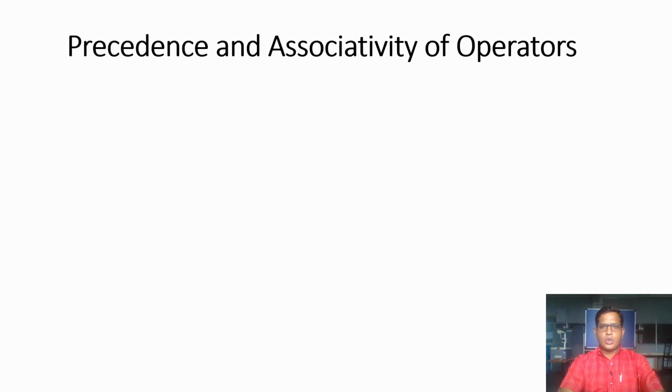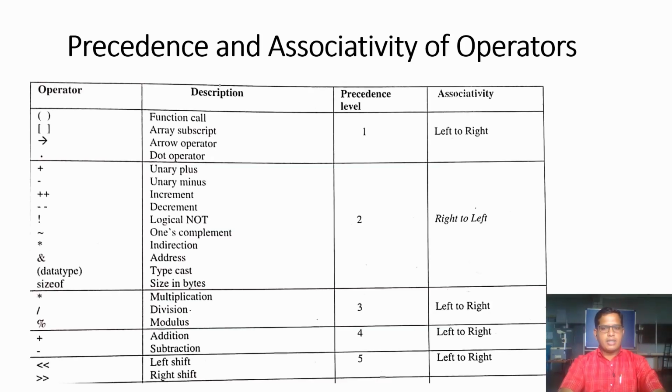Precedence and associativity of operators. This point basically defines the priority associated with different operators used in C language programming and its associativity. This table gives us a brief idea about different operators which are present in C language programming.